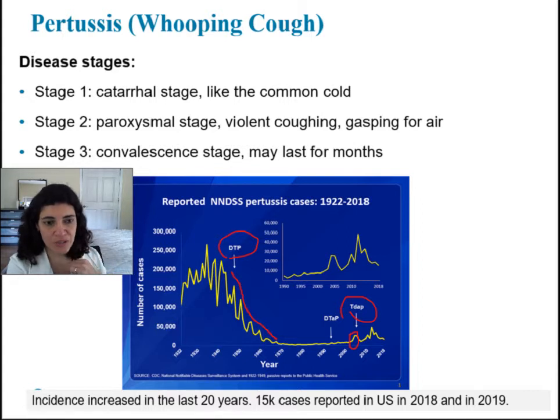It's important to notice, you say, why is this disease not eradicated? Remember that there are still a lot of people that don't take vaccines. And that's why you cannot reach herd immunity, so you allow the bacterium to continue to circulate in the population.